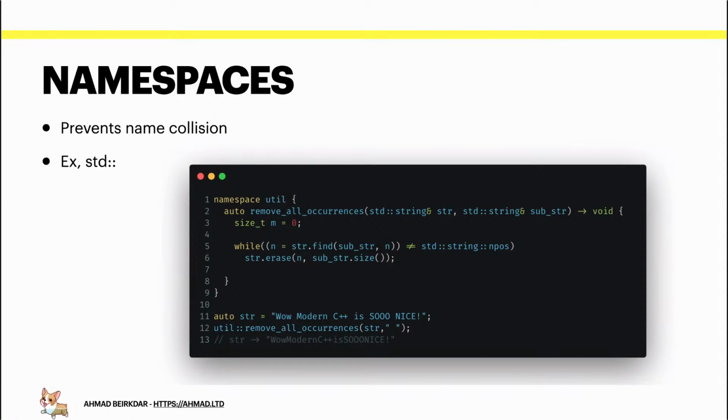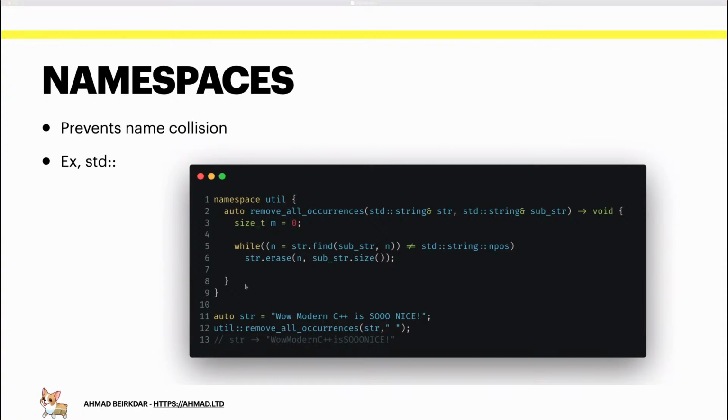I'm going to write some utilities in there, and I'm going to call that namespace util. Inside there, I'm going to just remove all occurrences of a string. I'm not going to explain too much on what it's doing, but I have a std::string that is getting passed in as a reference and a substring. All I'm doing here, which I'll explain a bit later, is erasing every single occurrence of the substring inside a string. And it's called right here. So if I have an auto string, while modern C++ is so nice, and I actually pass the string and a substring in here, a space, inside util::remove_all_occurrences, it will become that.